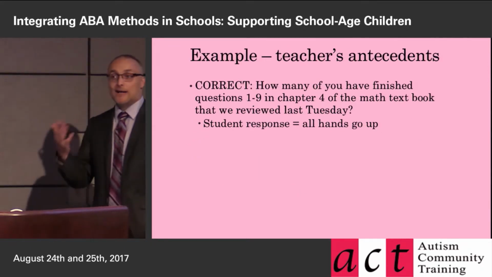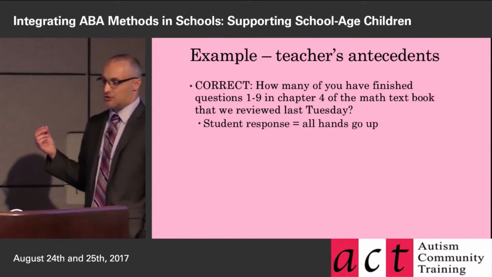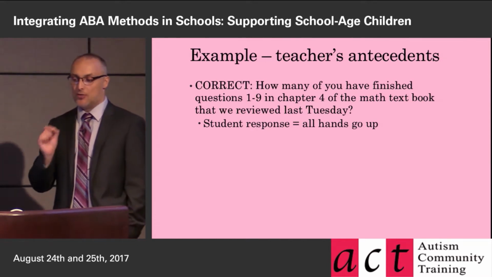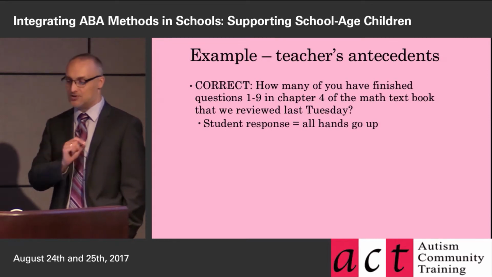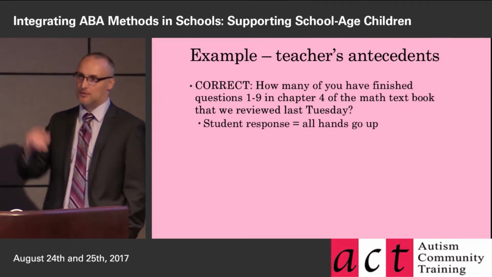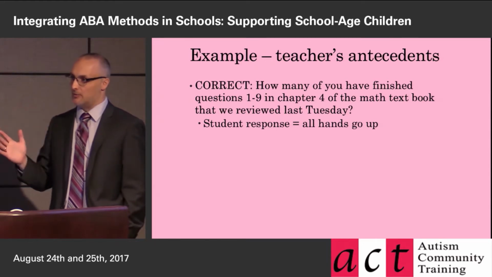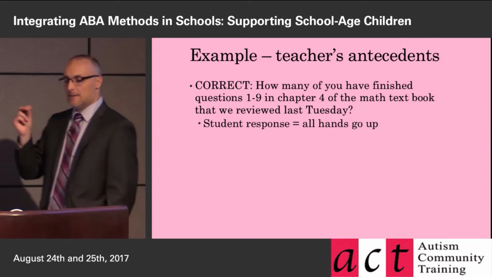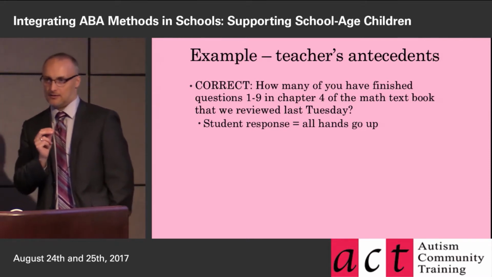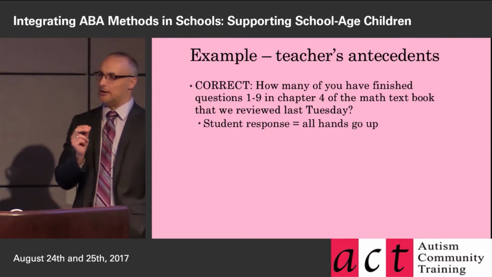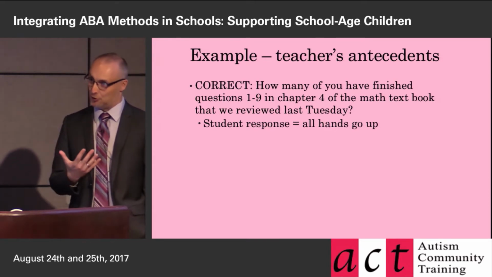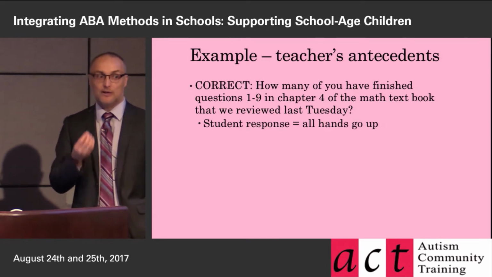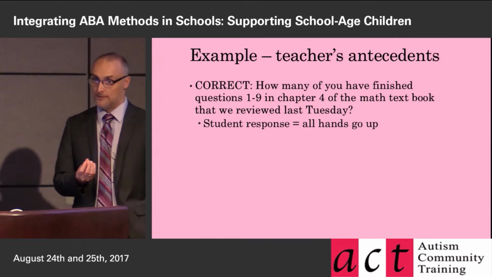Example of a correct learn unit. Teacher says, how many of you have finished questions 1 through 9 in chapter 4 of the math textbook that we reviewed last Tuesday? And all the hands go up. And the teacher says, well done, everybody. There's your antecedent, clear, the group response, and a consequence. What's good about this antecedent? What did the teacher do correctly in her responsibility in the learn unit? She gave a really, really clear instruction, right?